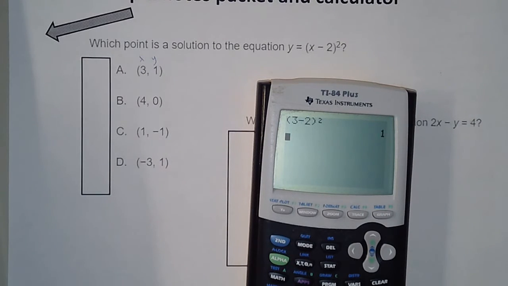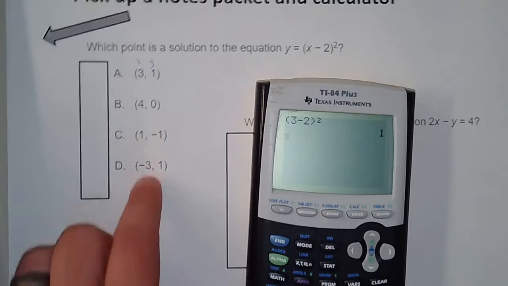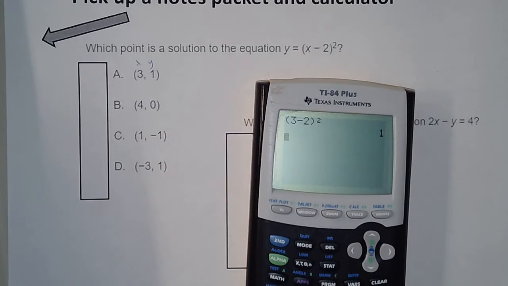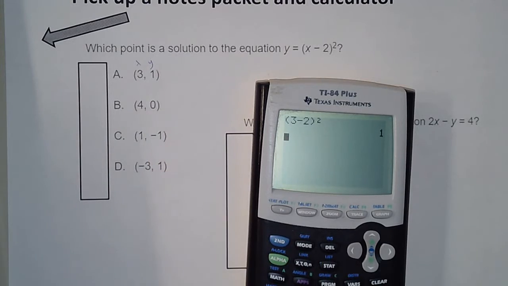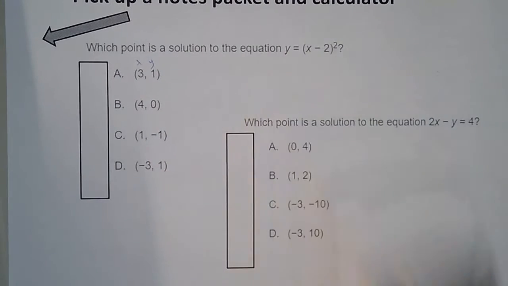Nothing crazy. And at that point, only one of them is a solution, so we don't need to check these other ones. We could if you wanted to. If you want to go through and plug these in, you'll see that none of these actually equal out to the correct y value. So that's it. The first one there is A.